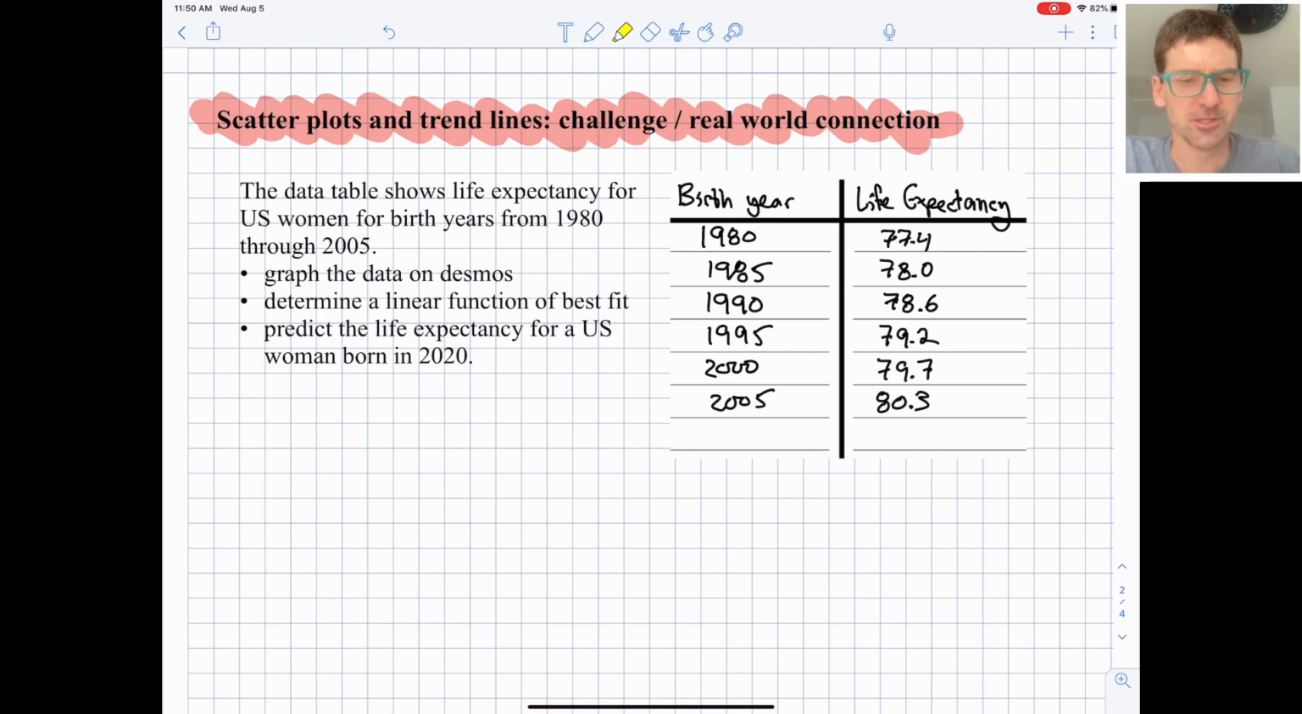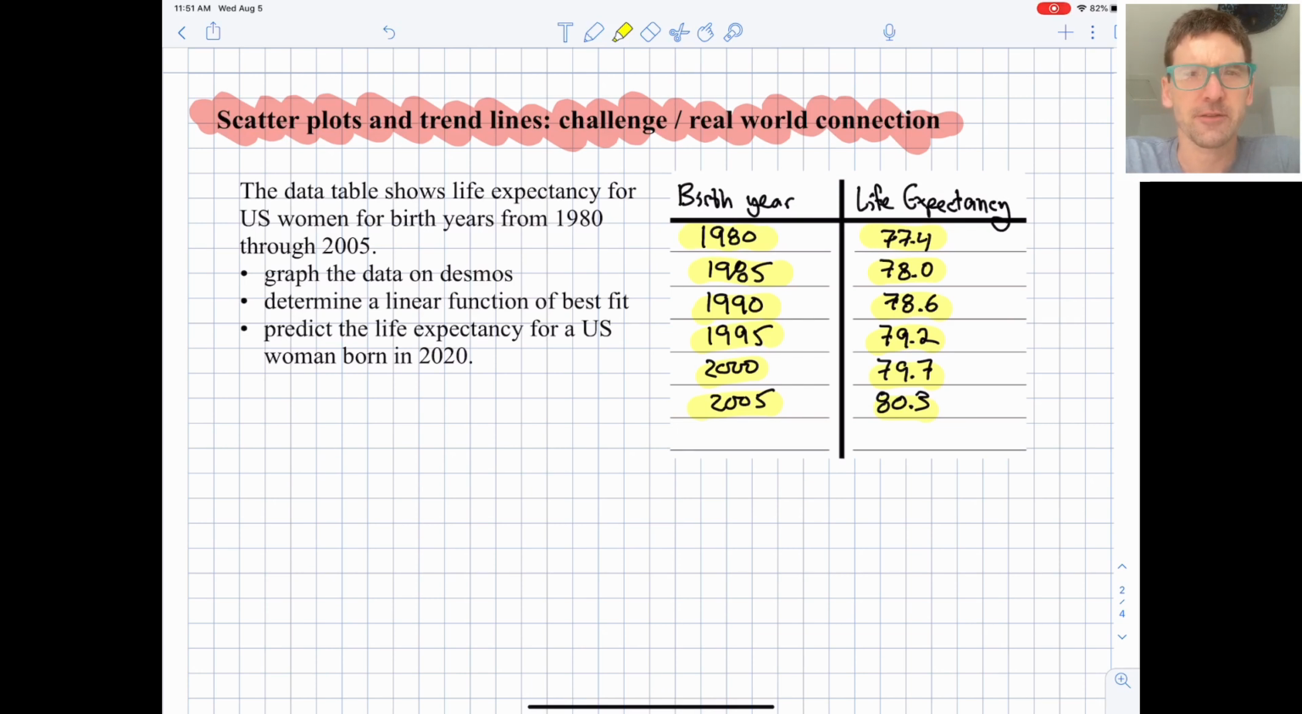And this data table shows you life expectancy for US women for birth years from 1980 up to 2005. So for US women born in these particular birth years, how long could they expect to live? And this is, I think, some good news. It shows that life expectancy is getting longer. Okay, so as time goes by, women in the US are expected to live longer.